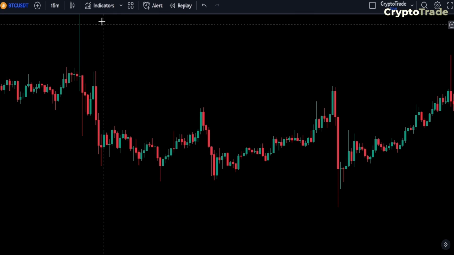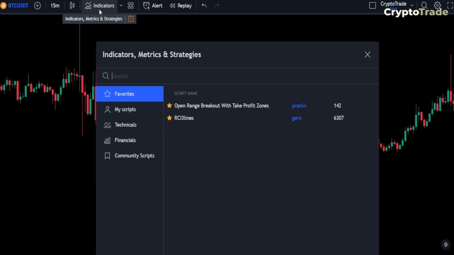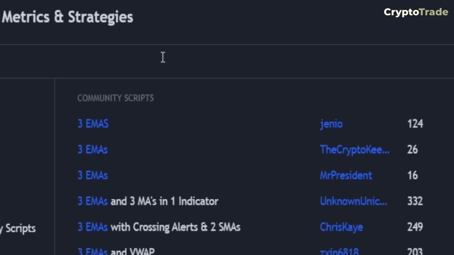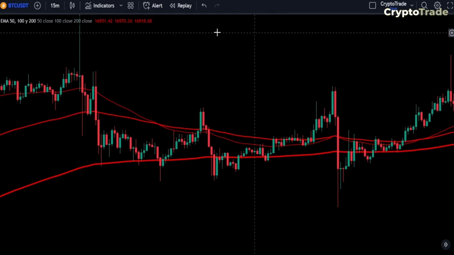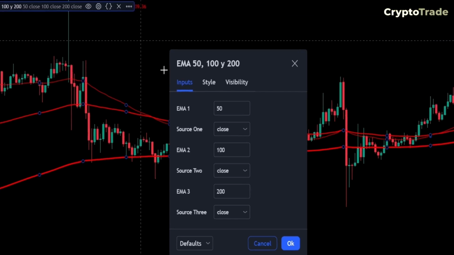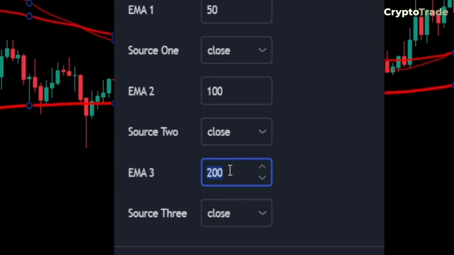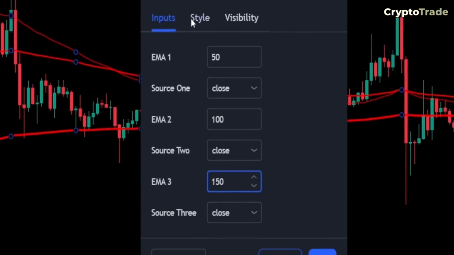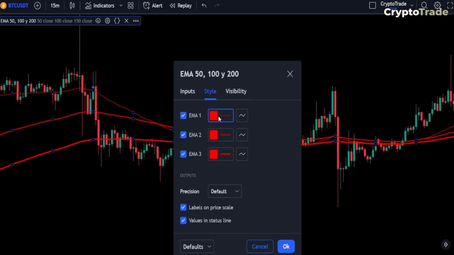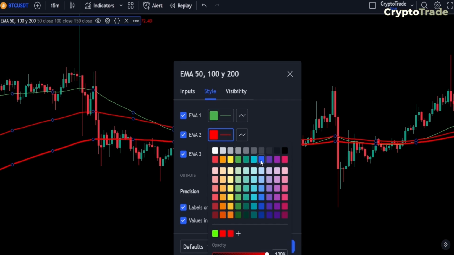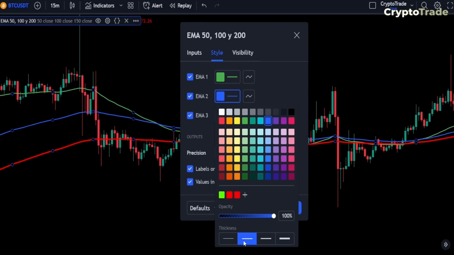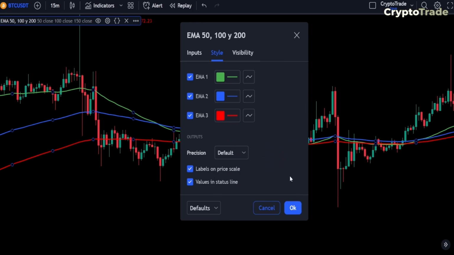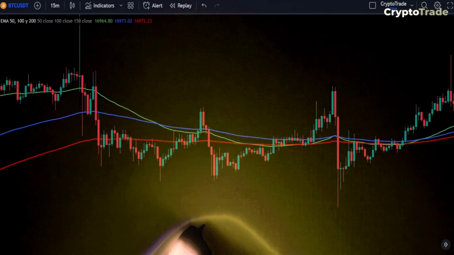To add the first indicator to the chart, open the indicator search bar in TradingView and type 3 EMAs. Select the indicator as shown in the video. Click on Settings and in the Inputs tab, change EMA 3 to 150. In the Style tab, change the color of EMA 1 to green, EMA 2 to blue. Select the second thickness for all lines. Setup is complete. Click OK to finish.